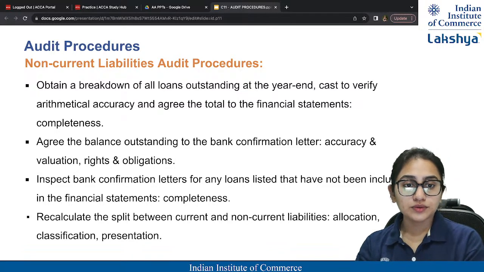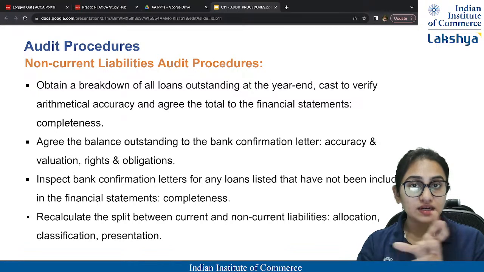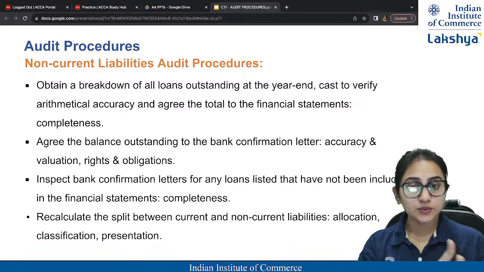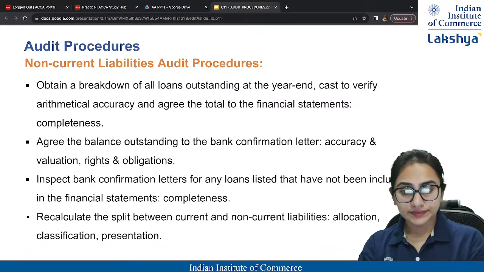So what will you do? You will obtain a breakdown of all the loans outstanding. You will split it between current and non-current liabilities, and you will agree the total to the financial statements to ensure that the figure included in the financial statement is complete. Okay, that's one thing.